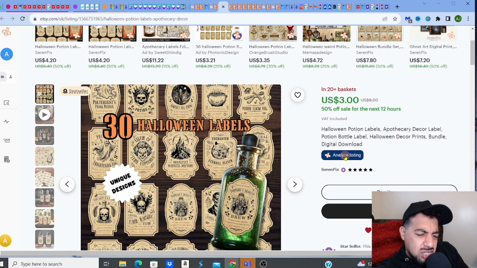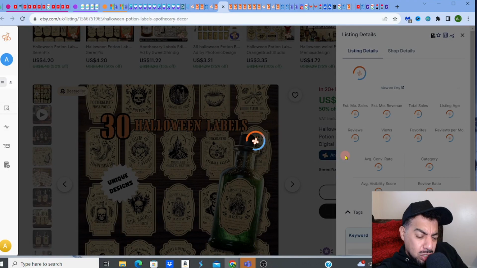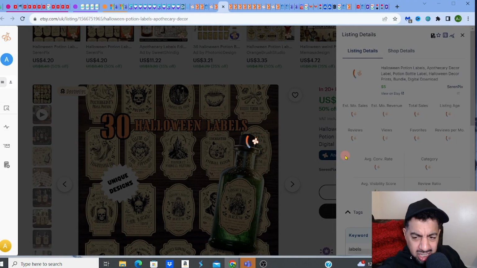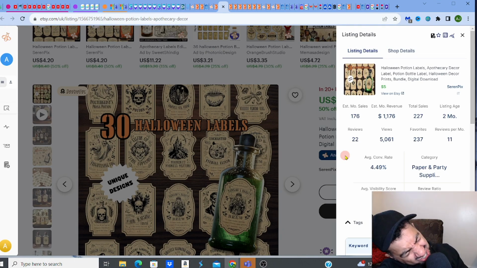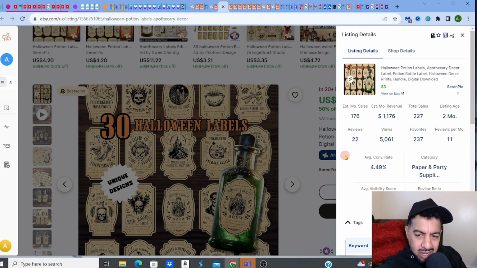But let's just see how much this is making anyway. We just want to know because we're curious like that. Check it. This is making $1,176 per month. It is on sale right now, so you have to take that into account. So it's not making that full amount whilst it's on sale, but it's a 2-month-old listing. Boom, check it. Making 176 sales in 1 month. Crazy, right? And the product description is contributing to that because it's doing its job.